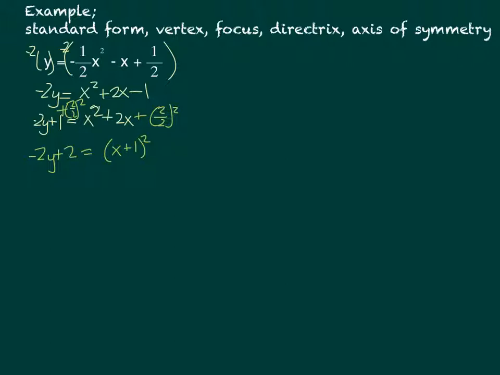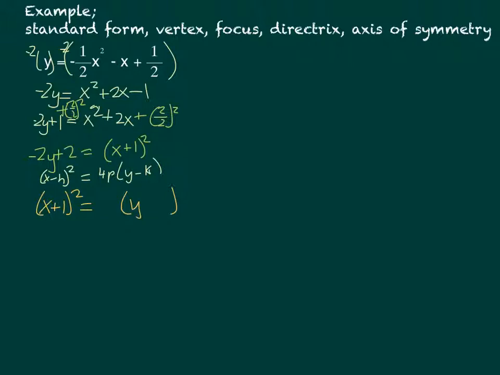So now I am almost in my standard form equation. The only thing I need to do is write it as x plus 1 quantity squared, and I want nothing before my y in my standard form equation. So I need to have y by itself, because here's my standard form equation: x minus h quantity squared equals 4p times y minus k. So there can be no variables or numbers before either one of the variables.